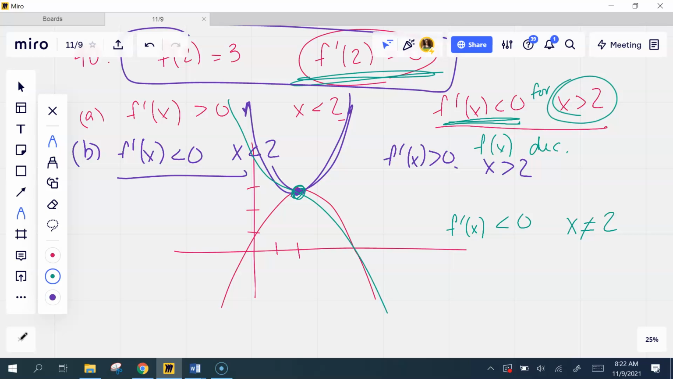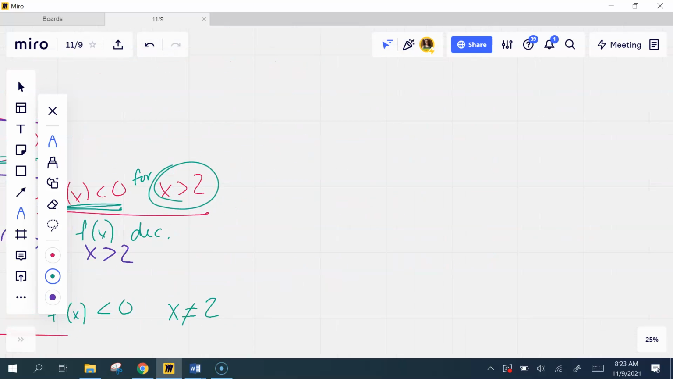Let's move on to another question. Give me another question. Can you please do 22? 4 from page 270. I want one of the earlier ones.